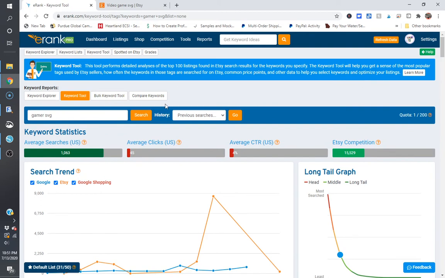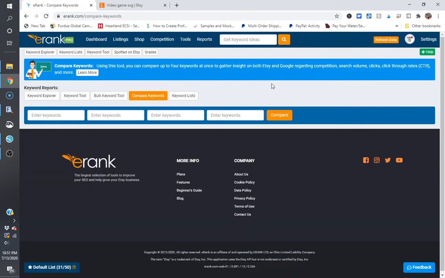So if you scroll up, you can actually click on compare keywords, which is similar to the comparison tool that Marmalade has. So we're going to go ahead and type in gamer SVG and video game SVG. And then we had gaming SVG. And I cannot remember the other one for the life of me that we used. So we'll just do the 3 for now. I'm not going to rack my brain.